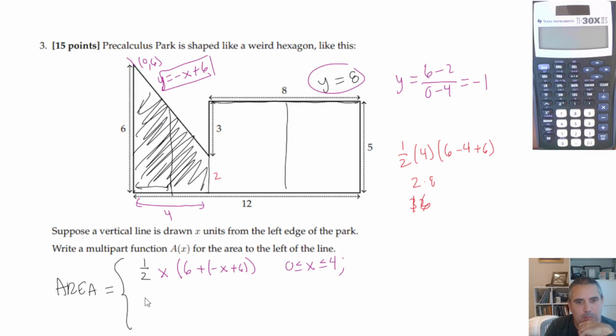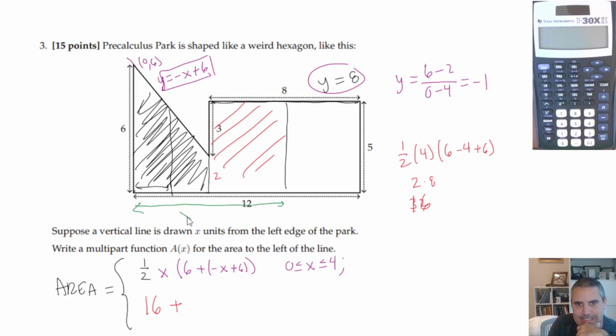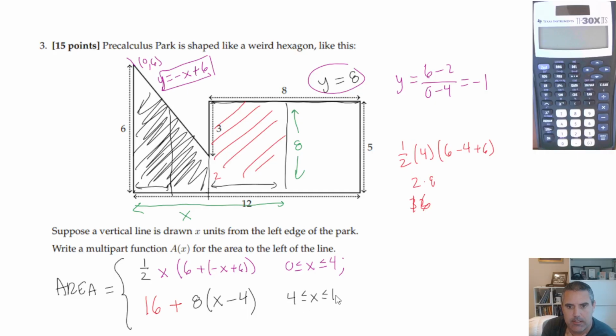Okay, so I'm going to say 16 plus the area of this rectangle. Now the challenge here that people probably got wrong was from here to here is what we're calling x. I know this is 8. So the question is, what is this? Ooh, can we figure that out? I think we can, because we actually know this is 4. So that's x minus 4. So the area is 8 times x minus 4, and that's for 4 less than x less than 12.